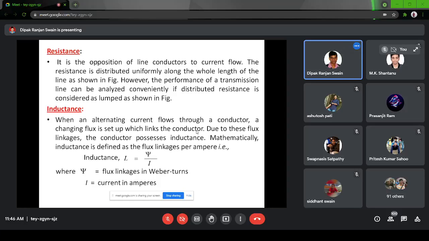as well as link the conductors which are nearer to that one. Those flux which link the same conductor are called the self-linked flux or internal flux linkage. The flux which links the other conductors we call the external flux. So they will be calculated separately. Due to this flux linkage, the conductor possesses inductance. Mathematically, inductance, as we already know, is flux linkage per unit current. So how will you do the calculation? Let us first go to the internal flux calculation.